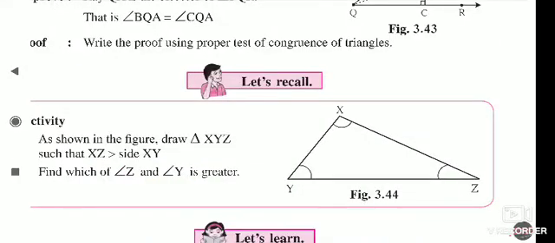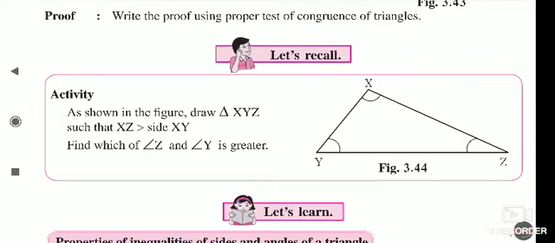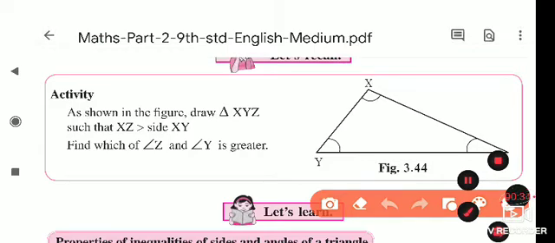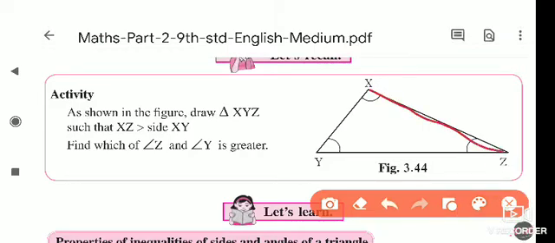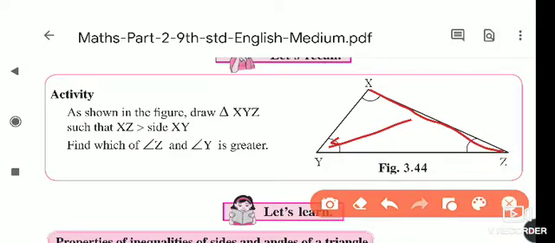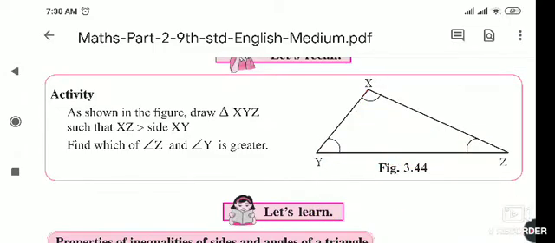So we took this activity and I told you to draw any triangle and check the measures of all angles of a triangle. So which angle is greater? The angle which is opposite to the greater side. So in this triangle, sorry, YZ is the greater side, and if you measure the angles you will notice that this X angle is the greater one, and the smaller one is the Z angle, because it is opposite to the smaller side.